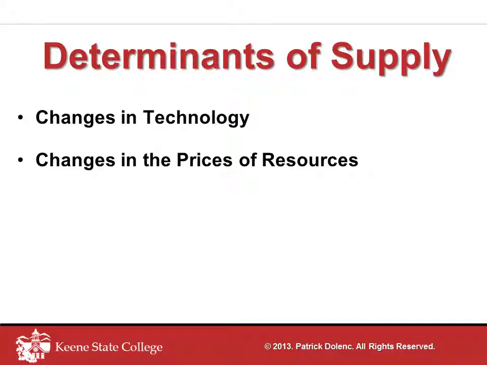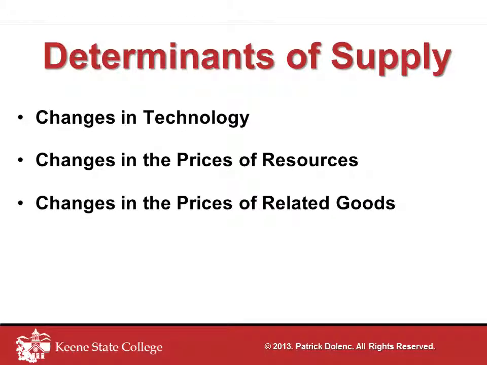The third determinant of supply refers to changes in the prices of related goods. Here we're particularly interested in the opportunity cost of a particular production decision. So, for instance, if General Motors is producing sport utility vehicles and they suddenly notice that there's a new enthusiasm for hybrid automobiles, the decision to continue producing SUVs involves sacrificing the opportunity to get more extensively involved in the production of hybrids. As hybrids become increasingly attractive, GM will rethink its ability and willingness to produce SUVs.